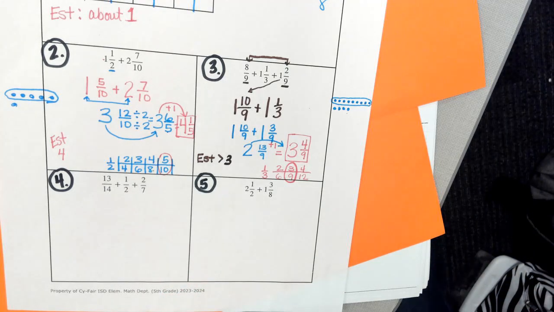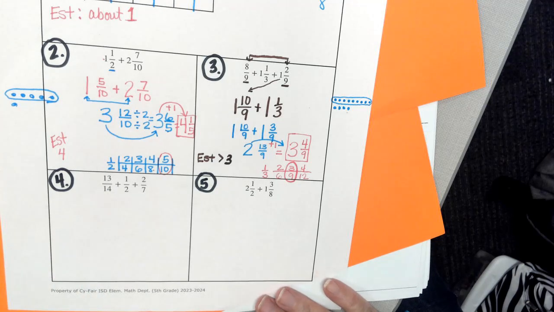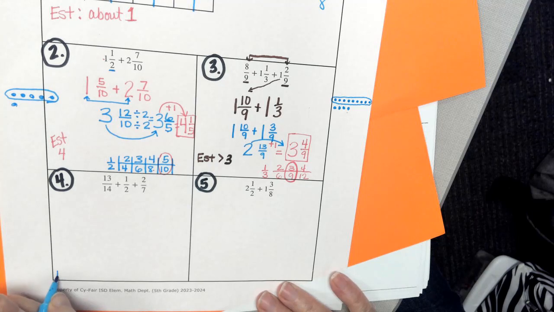Number 4. This time I have 3 problems and 3 fractions and no whole number. So before I forget, I'm going to make a quick estimate.